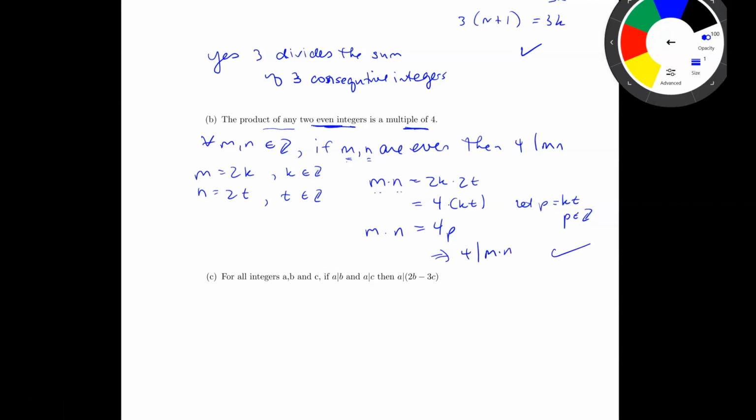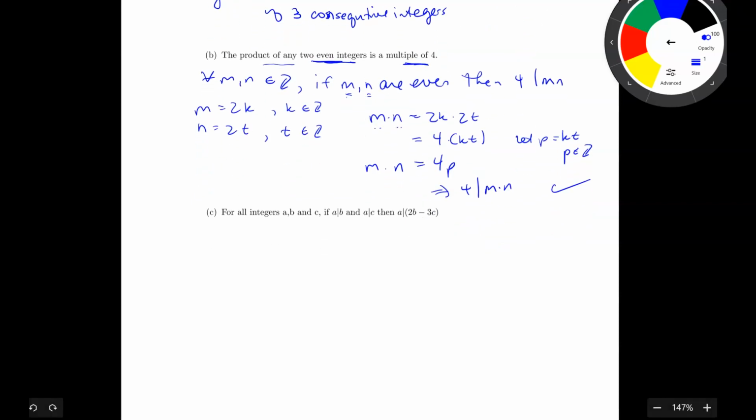Good. Nothing has been false so far, right? I always try to just go forward and prove it, unless you can see right away that it doesn't work. Let's check out this one. So I've got 3 integers. This is all nicely written up for us already. If a divides b and a divides c, then a divides 2b minus 3c.